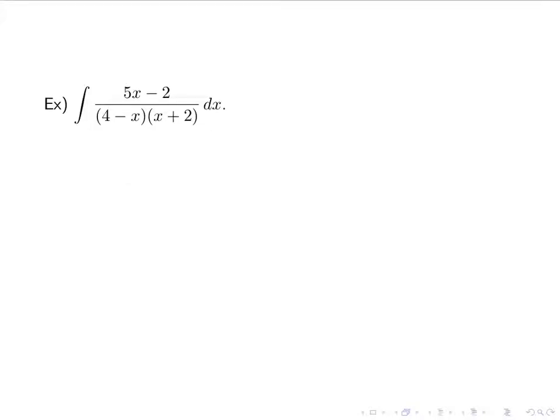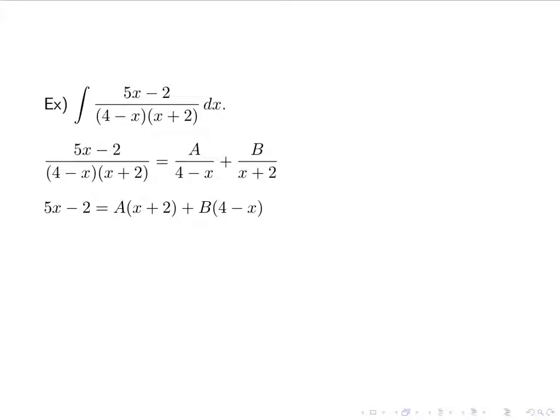So here's another one. Let's integrate 5x minus 2 over 4 minus x times x plus 2. So the first thing I'm going to do is set up my partial fractions. I'm going to have A over my first factor plus B over my second factor. And then I'm going to multiply both sides by the denominator on the left. And again, that's equivalent to just cross multiplying over here. So I have A times x plus 2 plus B times 4 minus x.